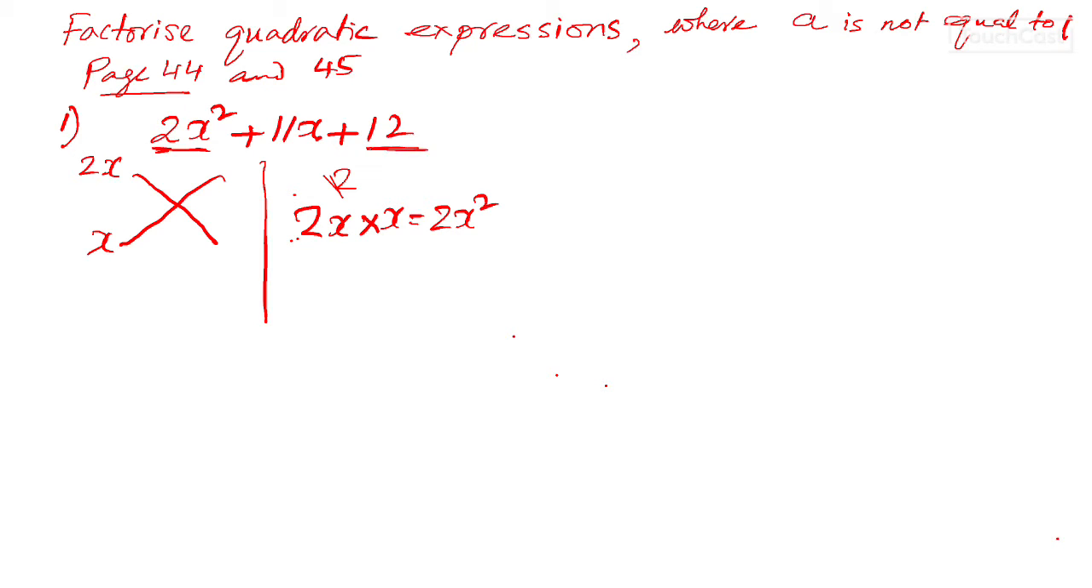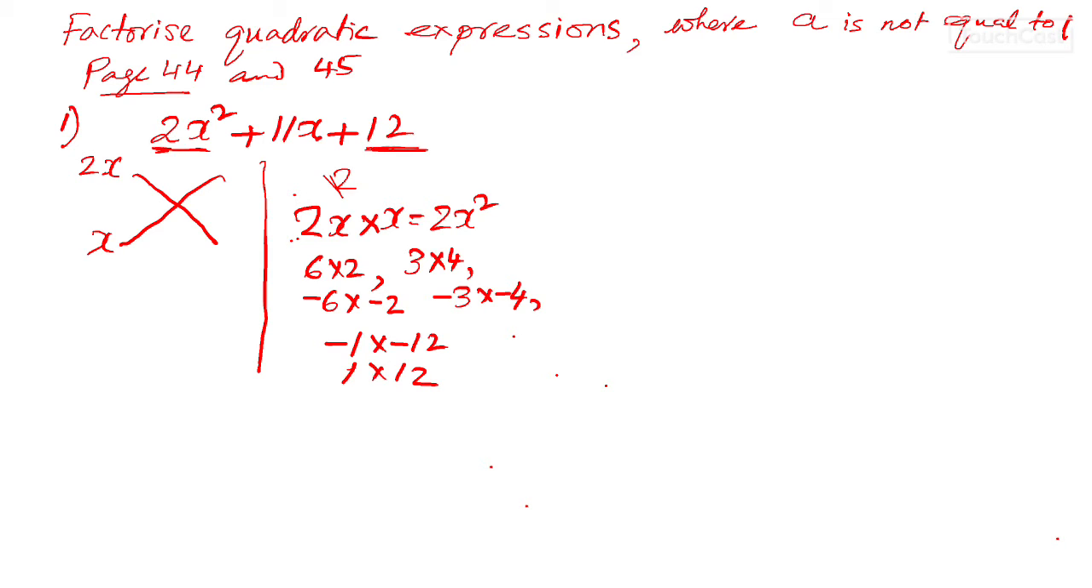And then we've got to investigate the last term, which is 12. I can break it down to 6 times 2 or 3 times 4, or there are other possibilities. I can go for negative 6 times negative 2, or negative 3 times negative 4. These are the pairs of factors. And I could have gone for negative 1 times negative 12 or 1 times 12. All these combinations are possible.